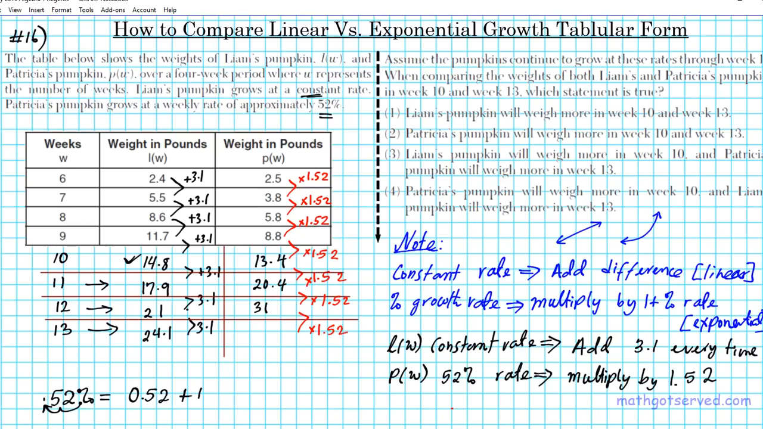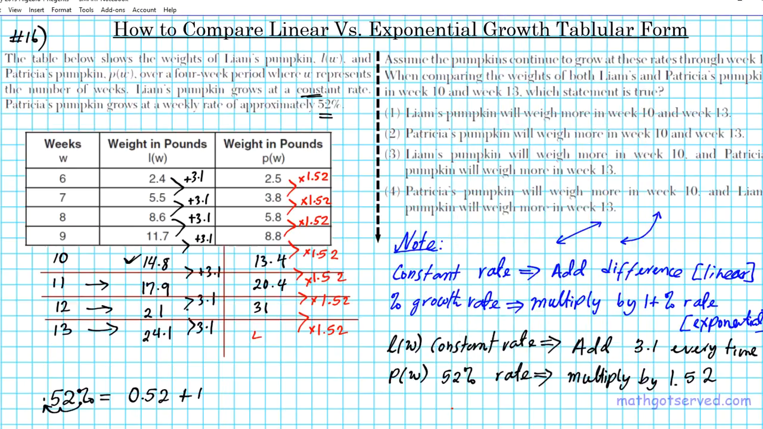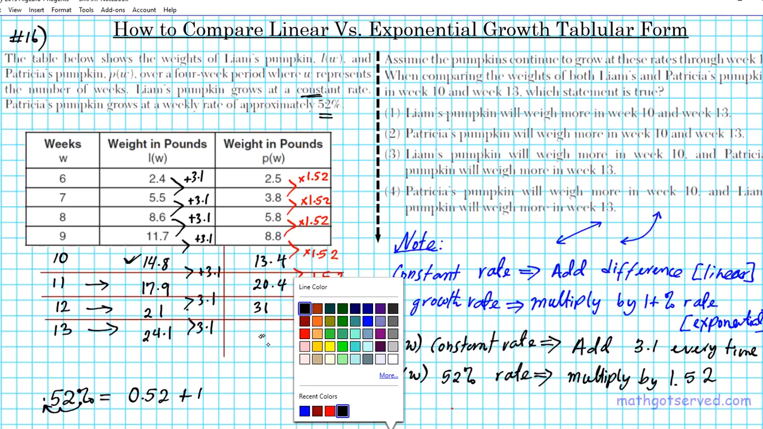Alright, we already know that the exponential function will win, but let me just show you. So 31 times 1.52. Let's do that again. 31 times 1.52. And your answer is 47.1. Wow, you see who the winner is? It's the exponential function.